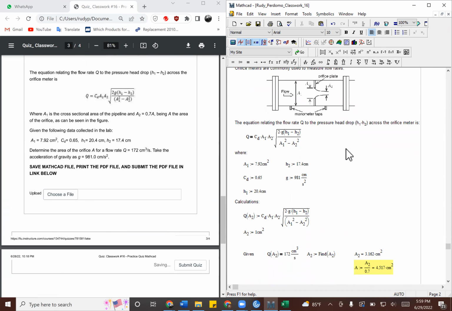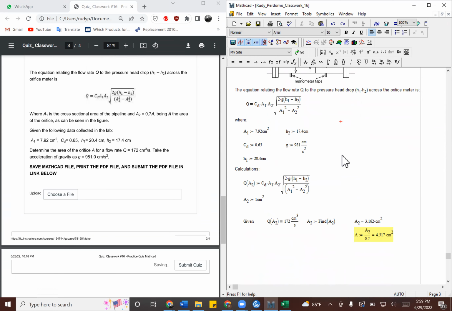So we have this equation right here. You don't have to write this down. I could just delete this and it would be fine. But I just wrote it down anyways.